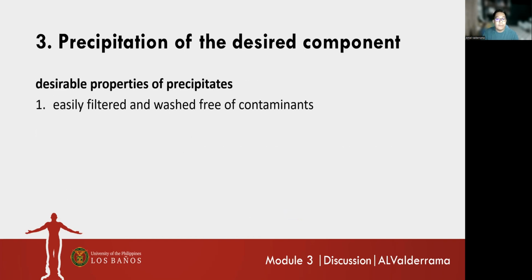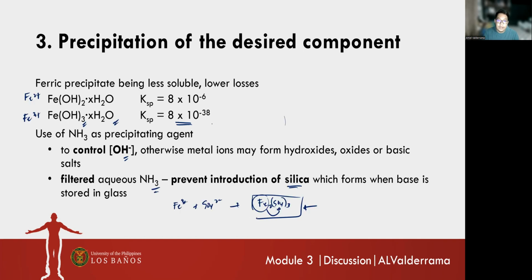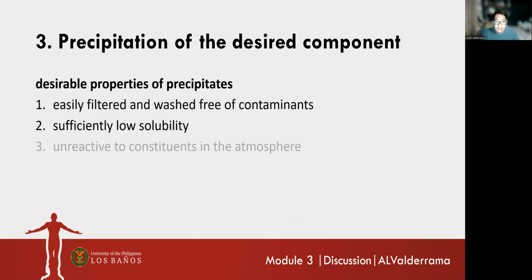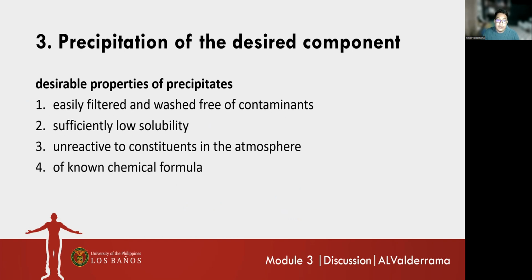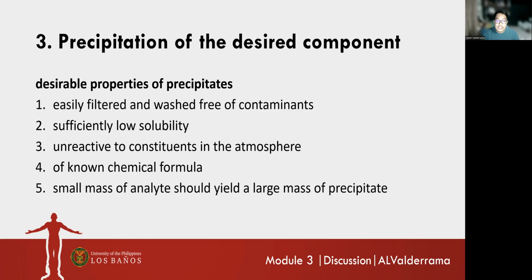So what are the desirable properties of a precipitate? First, it must be easily filtered and washed free of contaminants, followed by sufficiently low solubility. As you can see here, this has less solubility than the Fe2+. Then it must be unreactive to constituents in the atmosphere. Number 4, it must be of known chemical formula. Number 5, a small mass of analyte should yield a large mass of precipitate. Okay.